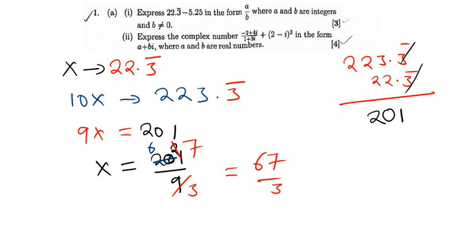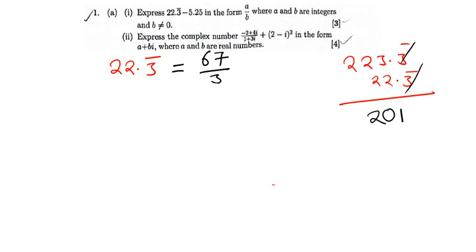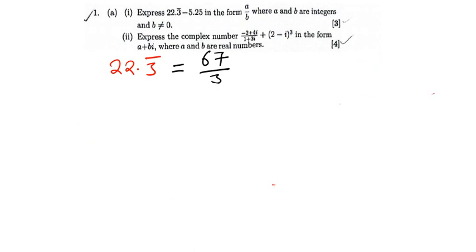Okay, so we've converted our 22.3 recurring to the form of A over B, 67 over 3. If you have a calculator, actually you can try that. Punch 67 over 3. If you convert it to a decimal, it's going to give you 22 point recurring 3s. Okay, so there we have that.